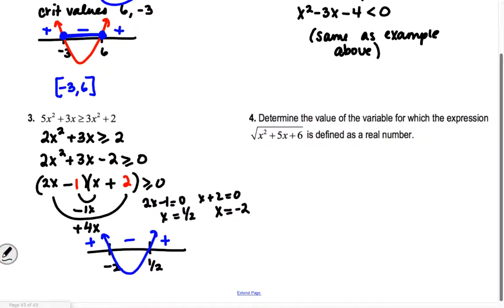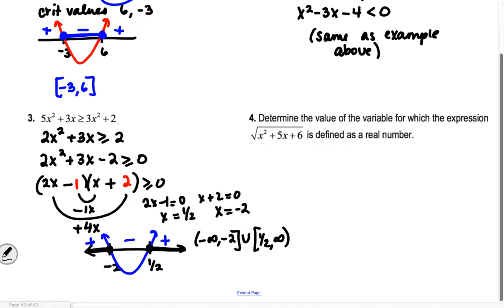Right, so our answer would be -∞ to -2. Parenthesis or bracket? Bracket, because those filled in points are included, right? We wanted the places where it was equal to 0 as well. Union, bracket, 1/2 to infinity. Make sense?